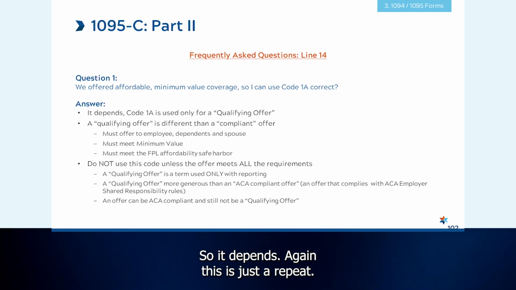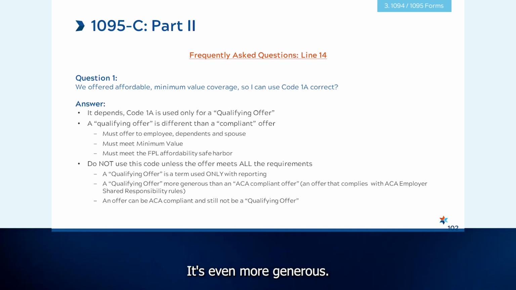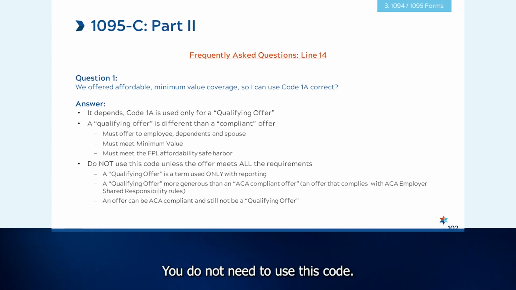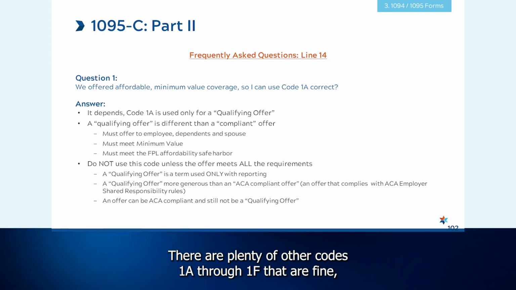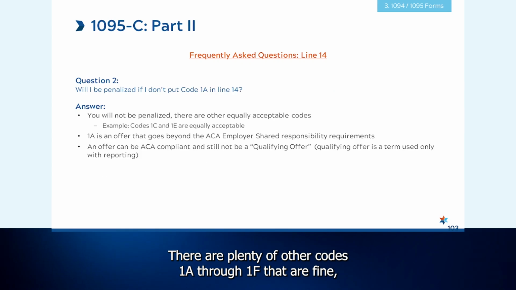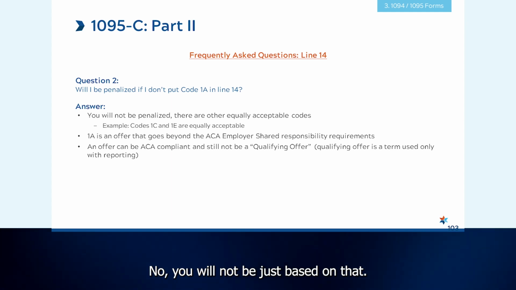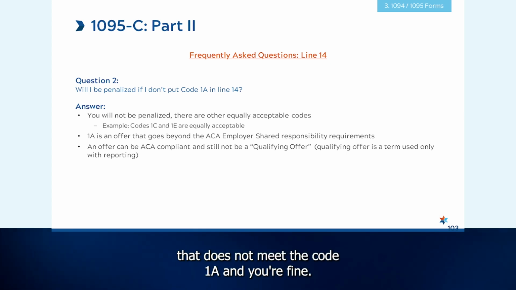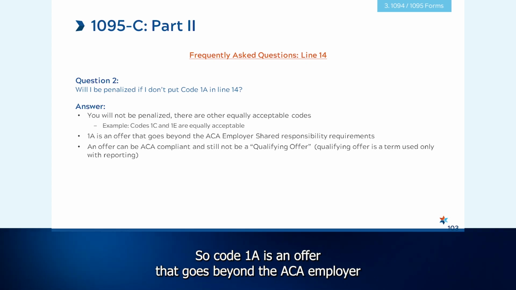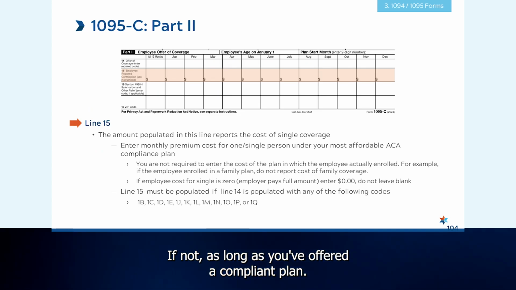So it depends. Again, this is just a repeat, but a qualifying offer is different than a compliant offer. It's even more generous. You do not need to use this code. It doesn't mean you're out of compliance if you do not use code 1A. There are plenty of other codes, 1A through 1F, that are fine. So will I be penalized if I don't put code 1A in line 14? No, you will not be, just based on that. You can of course offer an affordable plan that does not meet the code 1A and you're fine. So code 1A is an offer that goes beyond the ACA employer shared responsibility requirements, or employer mandate, and you're fine if not, as long as you've offered a compliant plan.